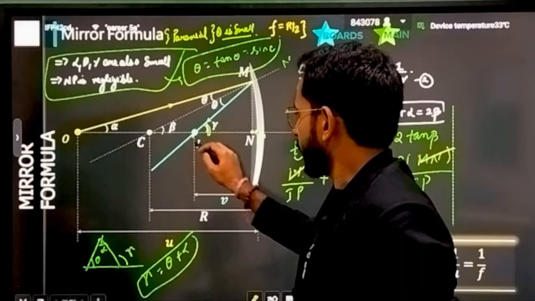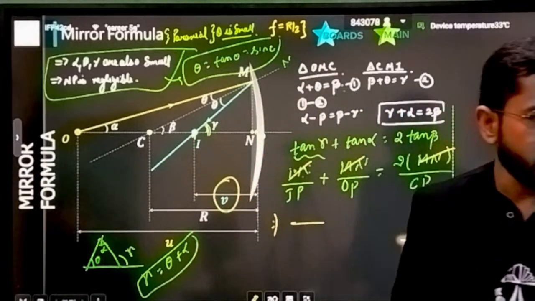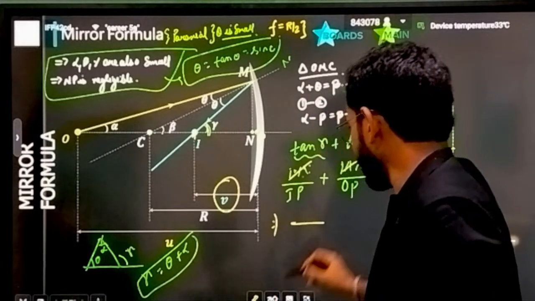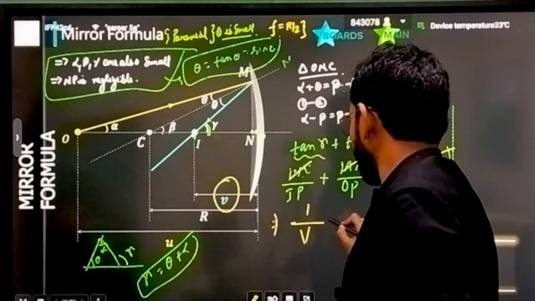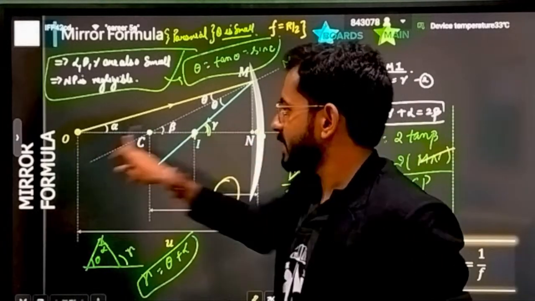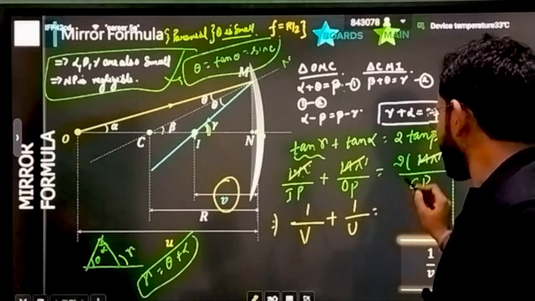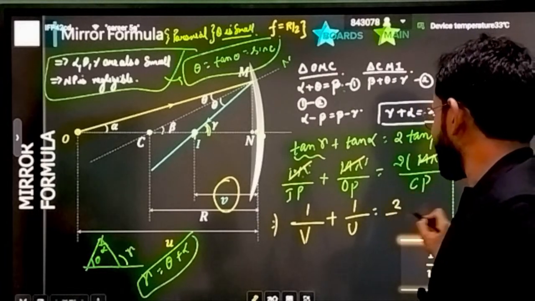I to P. Can you say this distance is nothing but called V, the distance of the image from the pole? This distance is represented as V. So here you will write 1 by V plus 1 by OP. O to P, can you say this is represented as U? Correct? Represented as U, is equal to 2 divided by CP.